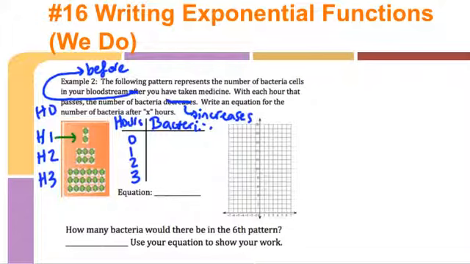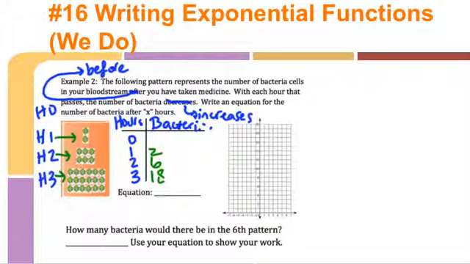Hour 1 has 2 bacteria. Hour 2 has 6 bacteria. Hour 3 has 18 bacteria. You can count those up to make sure that I'm doing this correctly. Now when I look at those numbers, I start to recognize a pattern.